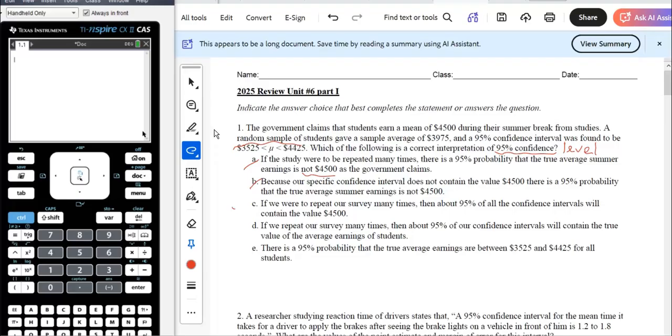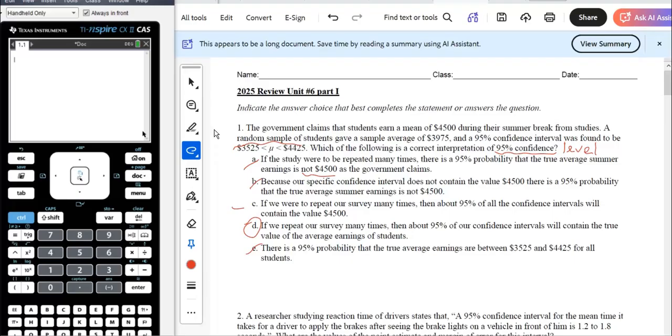So this is tempting. I'm going to keep going because there might be a better one. If we repeat our survey many times, then about 95% of our confidence intervals will contain the true value. This seems perfect. I'm not sure what's wrong with C. There's a 95% probability that the true average earnings will be, no, that's not the confidence level. That's maybe closer to interpreting the interval.